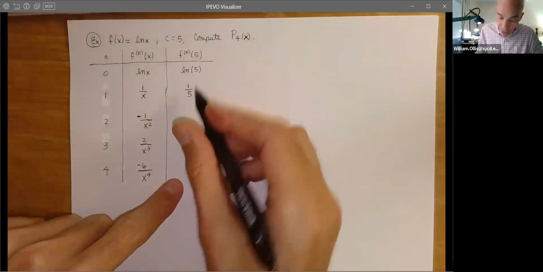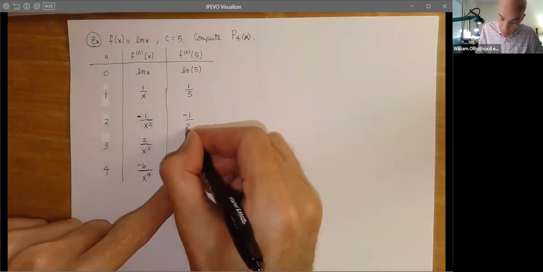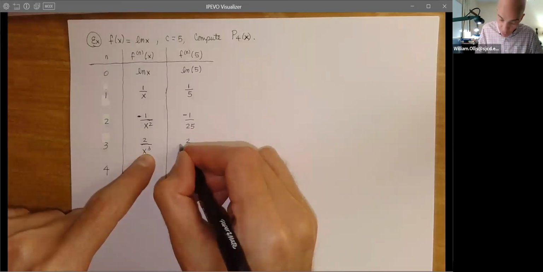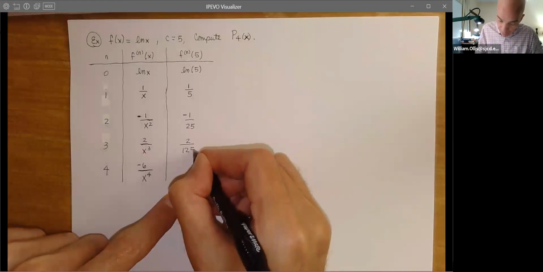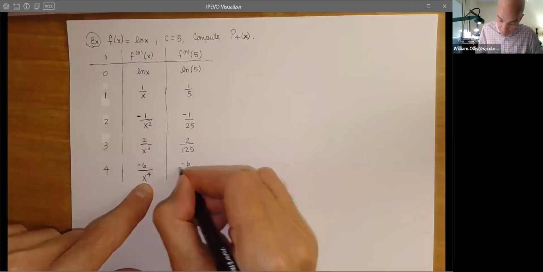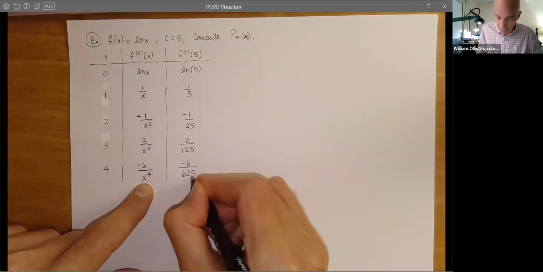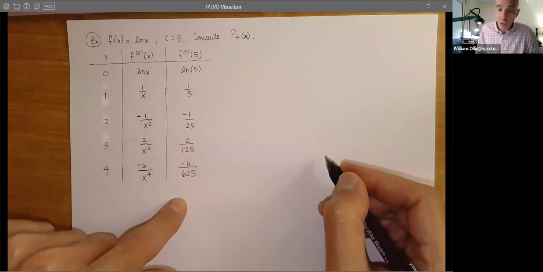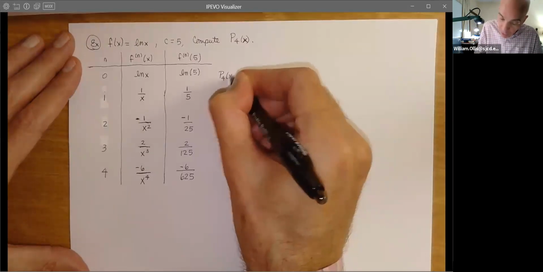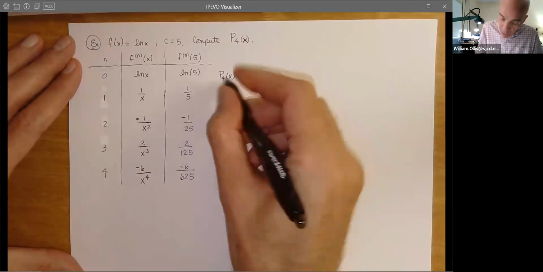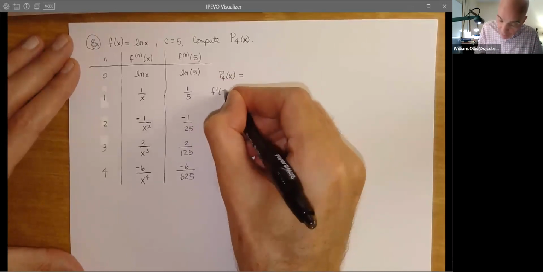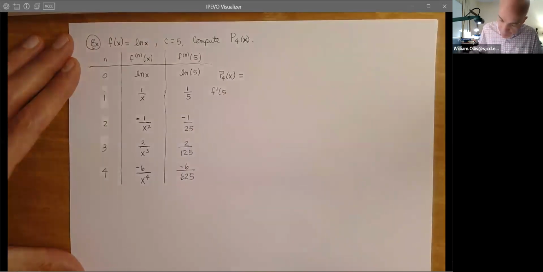So now at 5, we'll get negative 1 over 25. And then 25 times 5, that'll be 2 over 125. And then, of course, 25 times 25 is 625. So these are the values of our derivatives. So again, we want the 4th degree Taylor polynomial. So I'll give a little more room here. This will be f of 5.